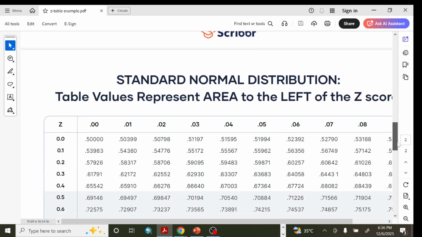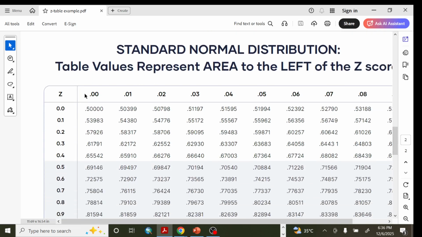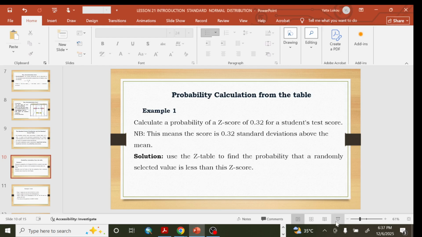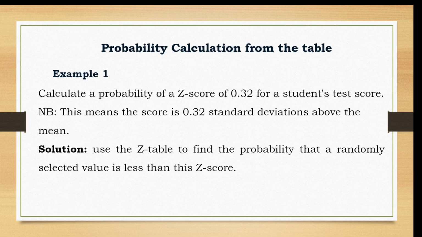Now, how do we read the table? Usually, you look at the probability column where it intersects with the row. For example, if this one intersects with this here, this is your probability in this case. So we're going to have a practical example to make it very clear. Now, the example is asking you to calculate the probability of a z-score of 0.32 for a student's test score. This means that the score is 0.32 standard deviations above the mean.